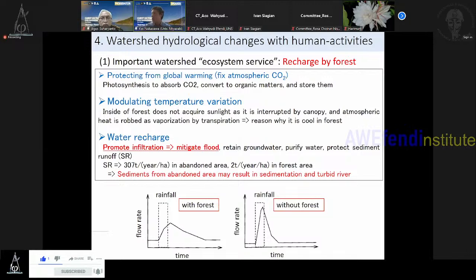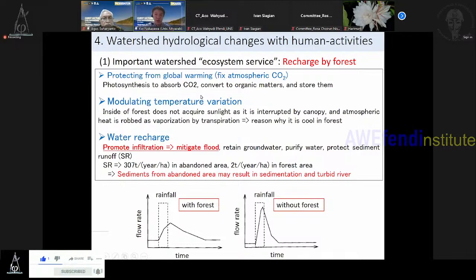And so let me talk about the watershed hydrological changes with human activities. So first of all, let me introduce the ecosystem service of forest. So, ecosystem service is like an ecological function which has a value directly or indirectly to human beings. And out of the ecosystem services of forest, recharge is one of the important things.